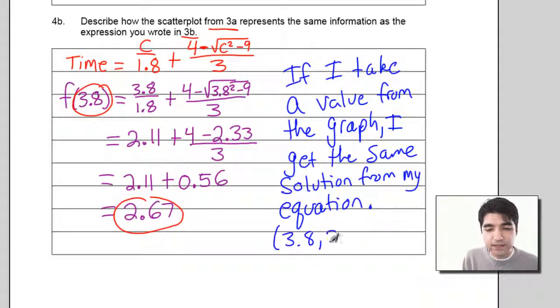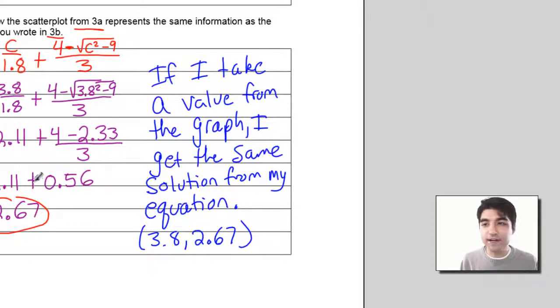3.8 and 2.67. Okay, and I think that's a good enough explanation of how our equation matches our scatter plot. So if you have any questions, make sure to ask. Now let's go on to the final question, which is problem number 5.